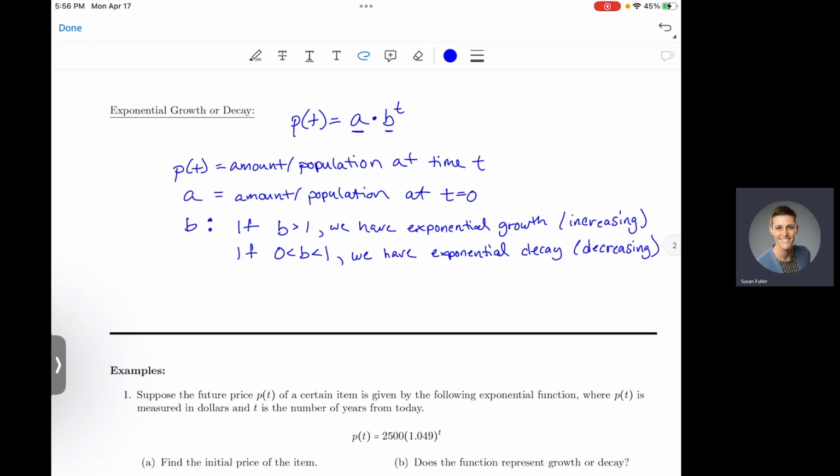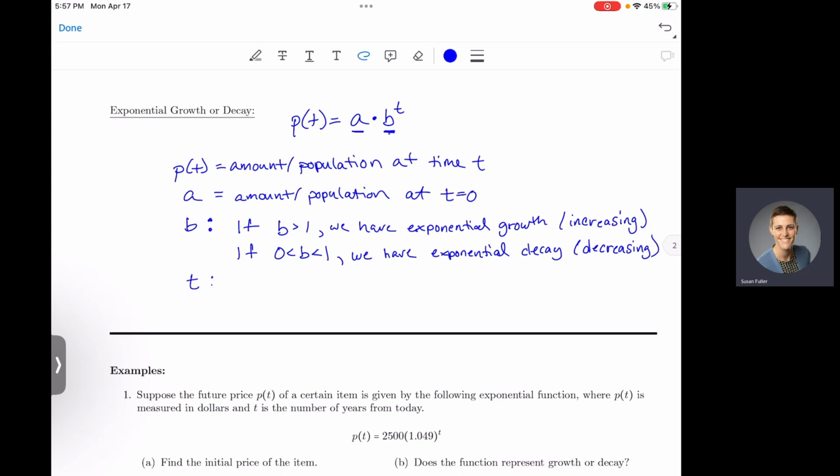And remember, your b here is the base of an exponential function, so it has to be a positive number that's not 1. So it's going to be either a fraction smaller than 1, or it's going to be bigger than 1. These are really the only two cases that we have here. Okay, that's what b tells you.